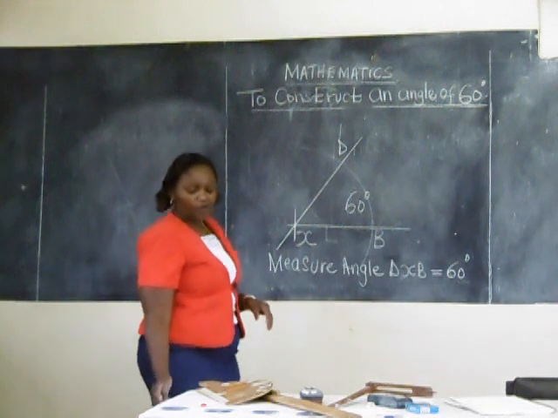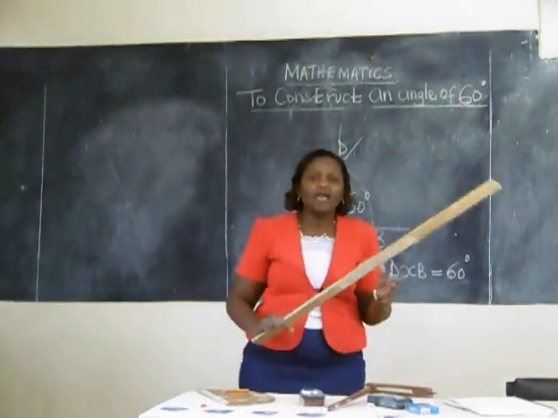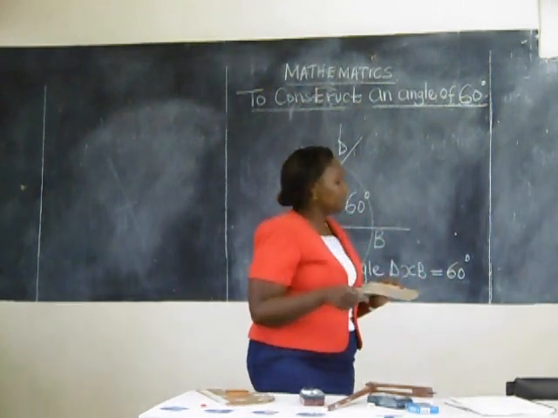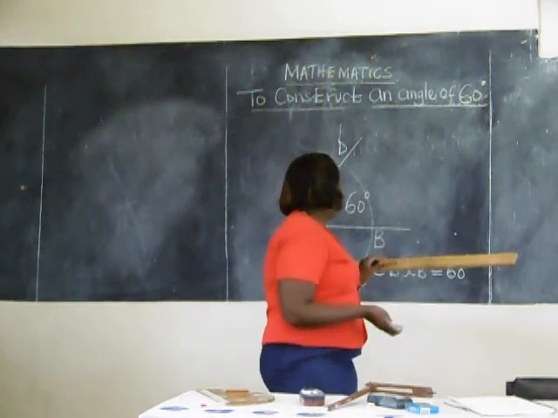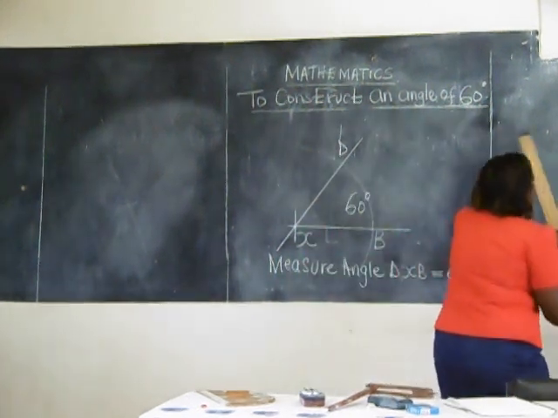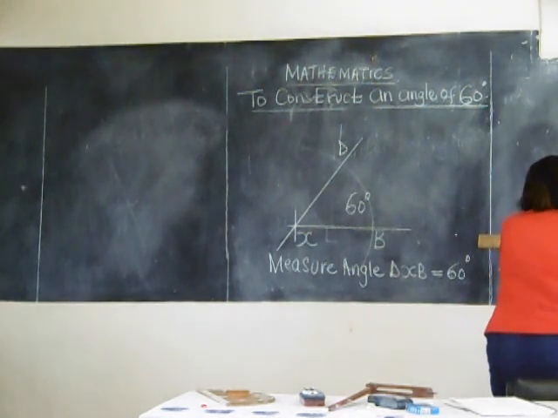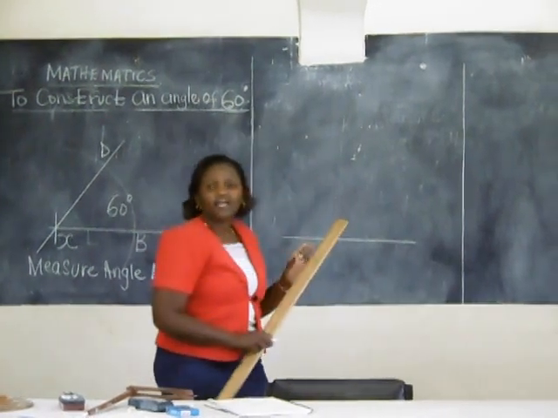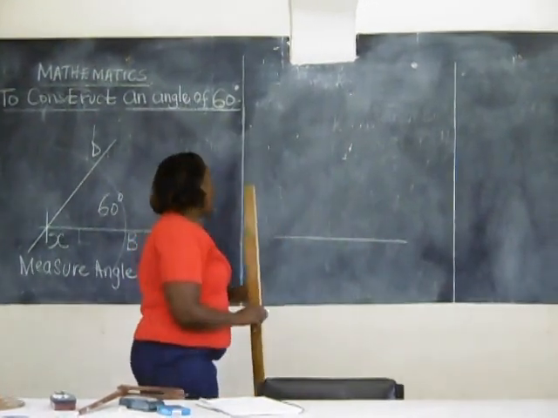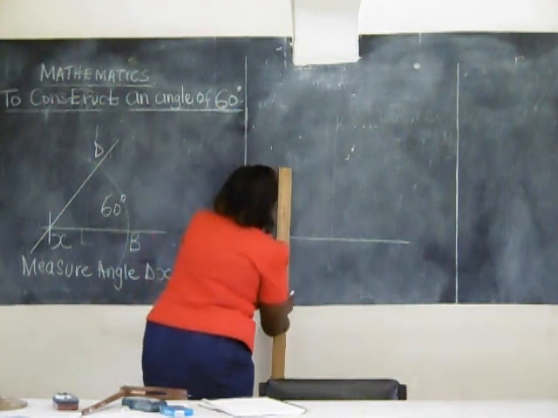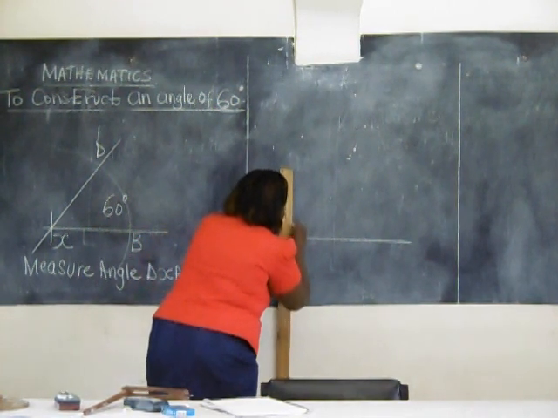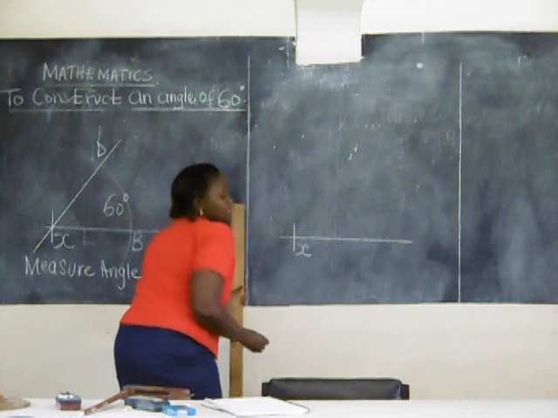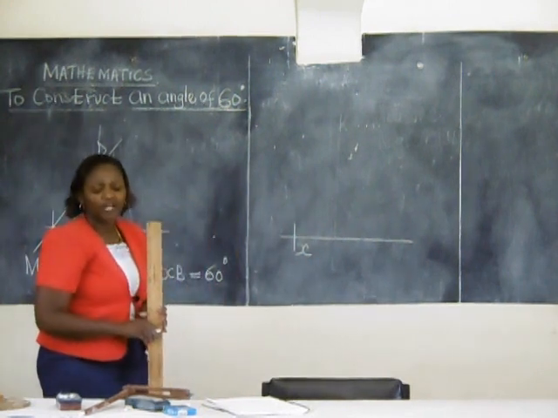Good. Now, there is also another way of constructing the angle of 60 degrees. Still the same way, you draw a straight line in your exercise book. Have you done that? Good. As we had done previously, mark a point there. Let us give this point still X. Have you done that?